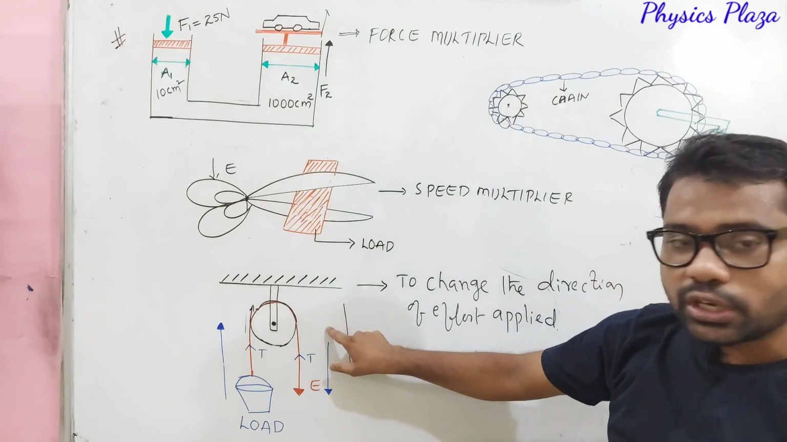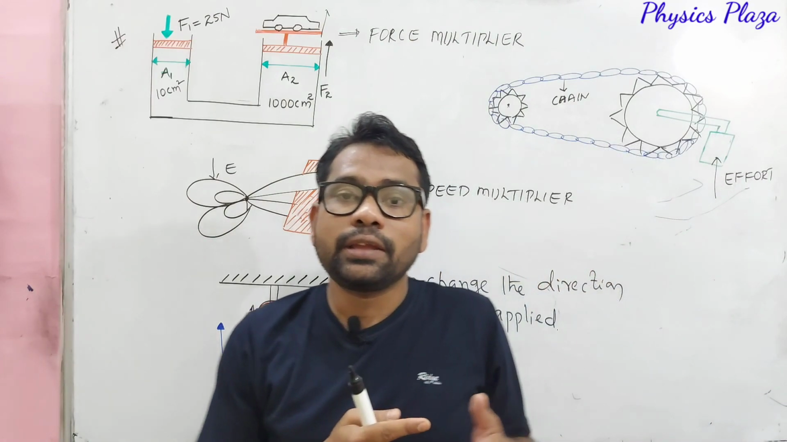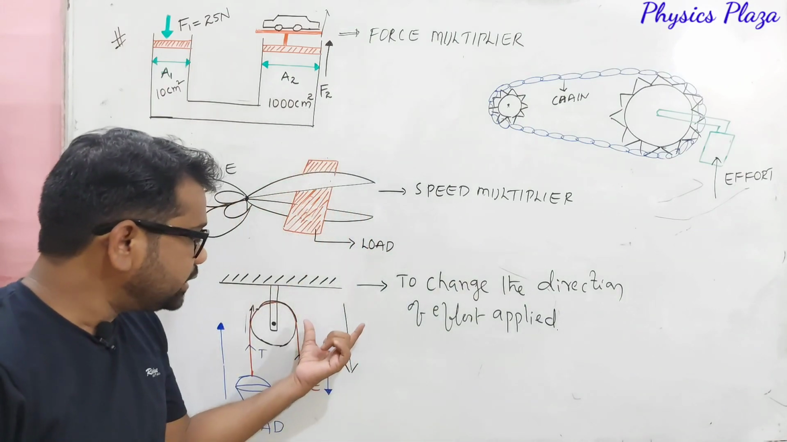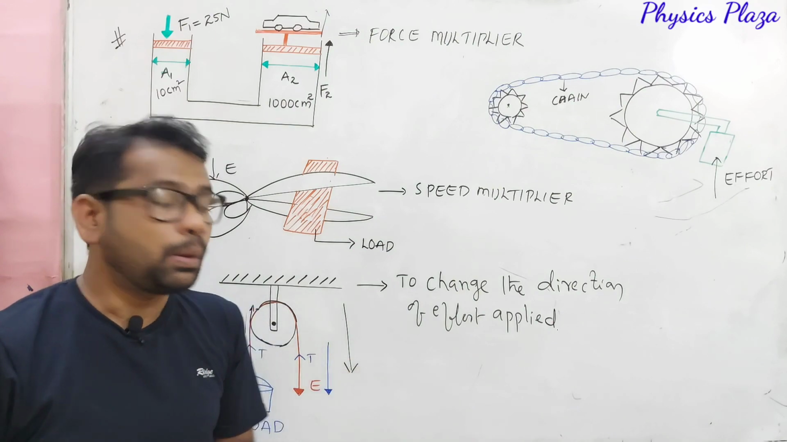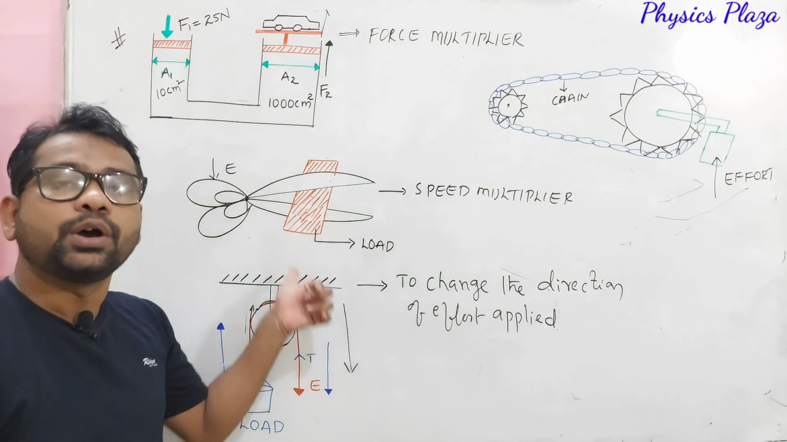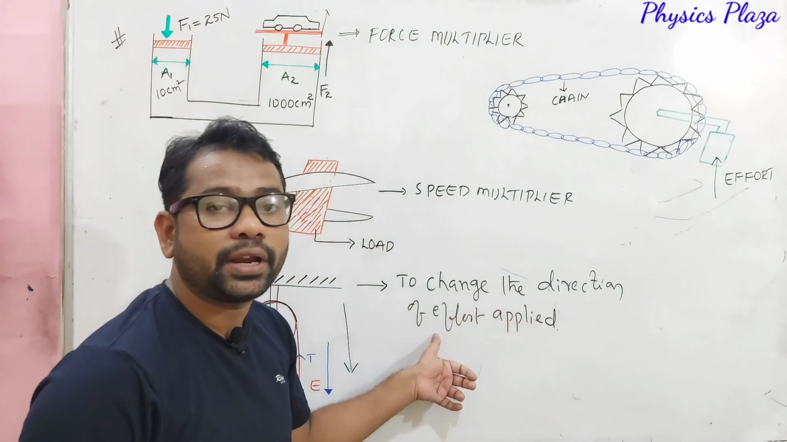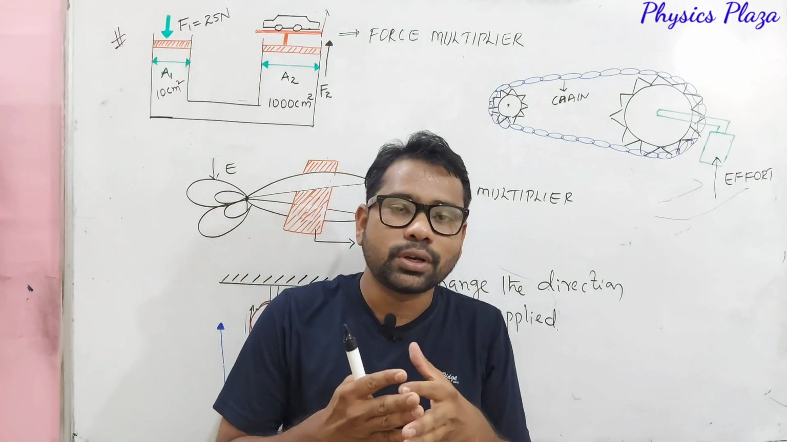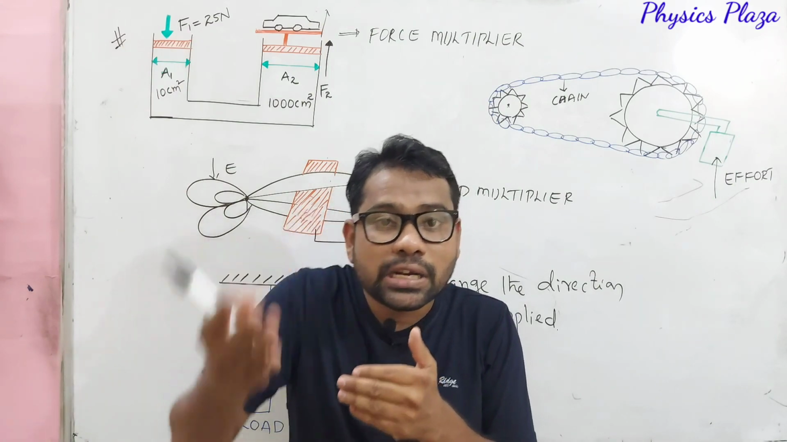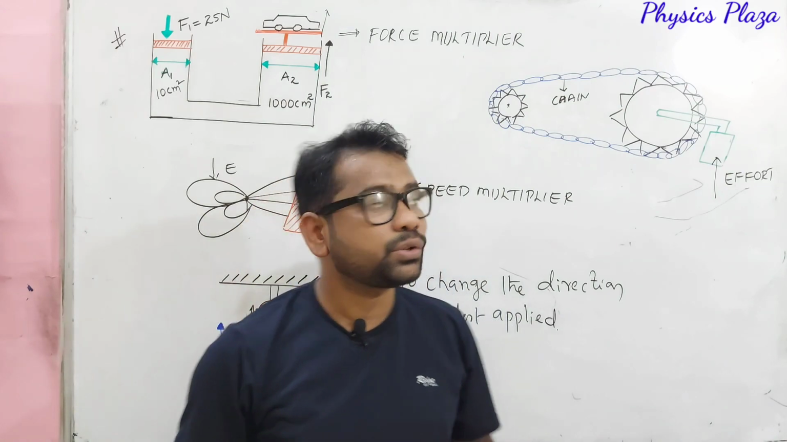But whereas in this case, dear children, we are gaining neither force nor speed. Means in this case neither force is gained nor speed is gained. But what is the purpose of this machine here? Only to change the direction of the effort applied. And whereas in this case, dear children, the machine is used to shift, to transfer the point of application of effort to the convenient point. So these are the functions.